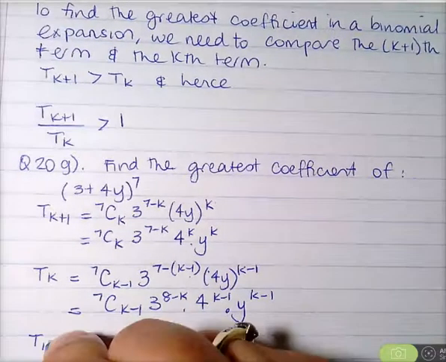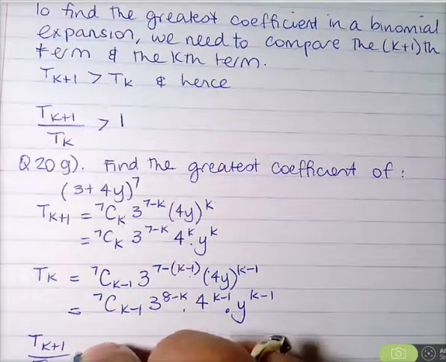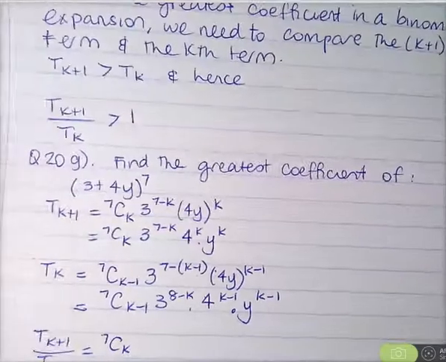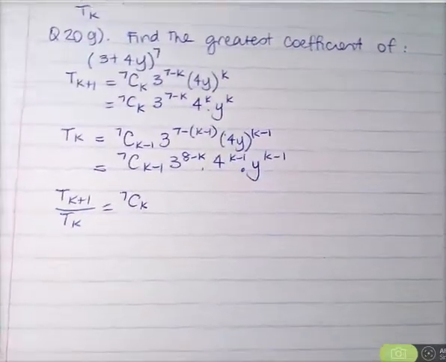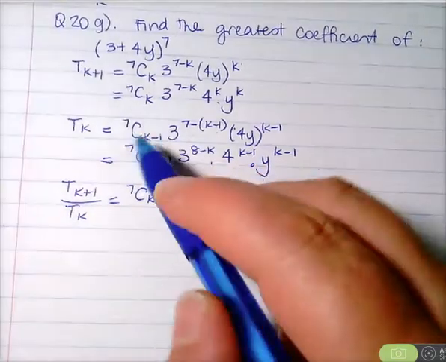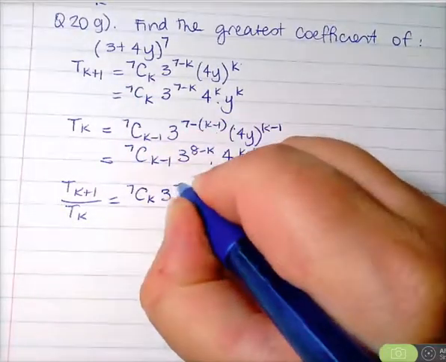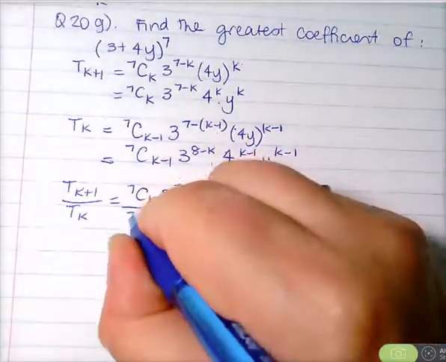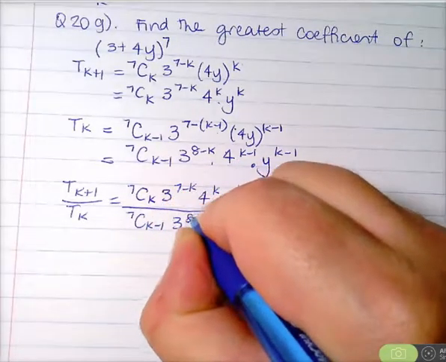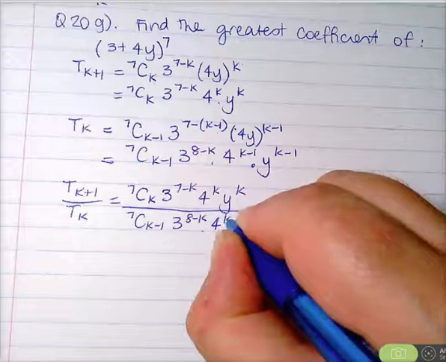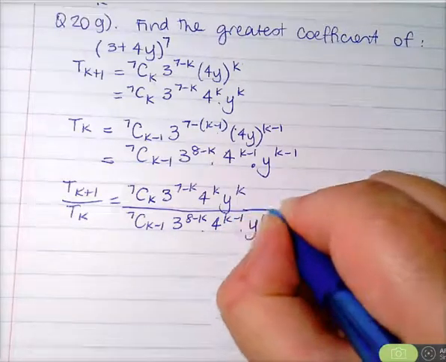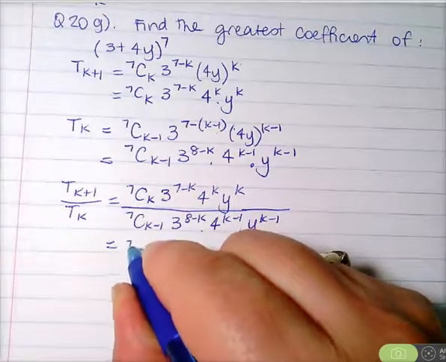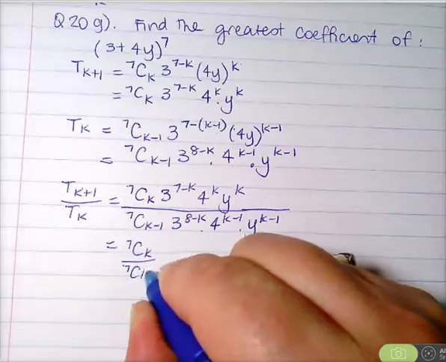The ratio of t sub k plus 1 over t sub k, that's our next step. So now we need to work out t sub k plus 1 over t sub k. So we've got 7Ck, 3 to the 7 minus k times 4 to the power of k times y to the power of k, over 7C(k minus 1), 3 to the power of 8 minus k times 4 to the power of k minus 1 times y to the power of k minus 1. The 7Ck and the 7C(k minus 1), so 7Ck over 7C(k minus 1).